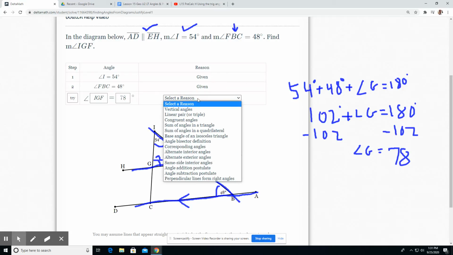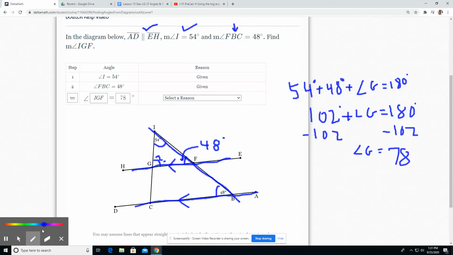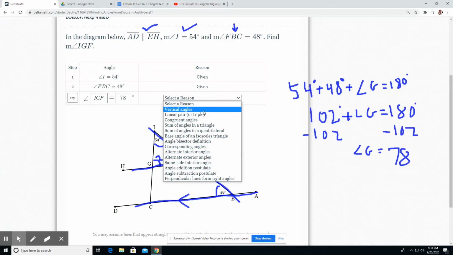Oh boy, all right. So let's look through these and we'll go from there. So vertical angles. No, there's nothing vertical about what we have here. Okay. Linear pair or triple. No, they're not on a line. Congruent angles are not matching anything. Sum of angles in a triangle. I like that one. That's the one I used. Sum of angles in a quad. Nope. Base angle of an isosceles triangle. Nope. Angle bisector definition. We didn't get bisected by anything.